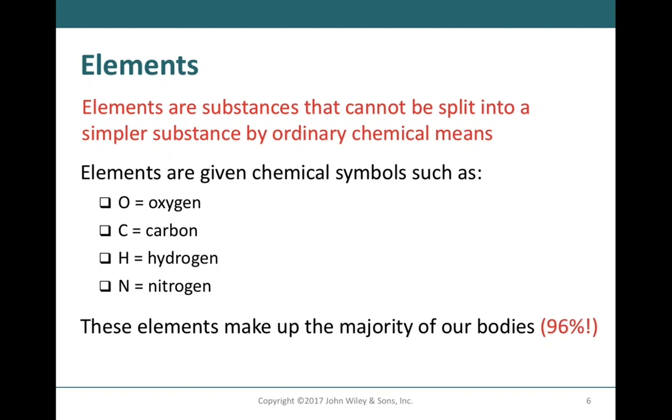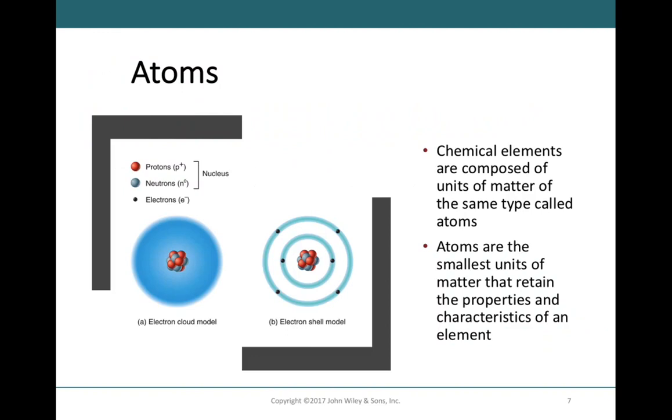I think that's pretty outstanding that we have only 4 elements that are making up most of our bodies. There are going to be many other elements found within the bodies, but they are not going to be found as readily as these ones will. So as we talk about the chemical level of structural organization, we need to be able to break down our elements into their most simple form, and those are called atoms. Atoms are the most simple unit of matter, our most fundamental type of matter.